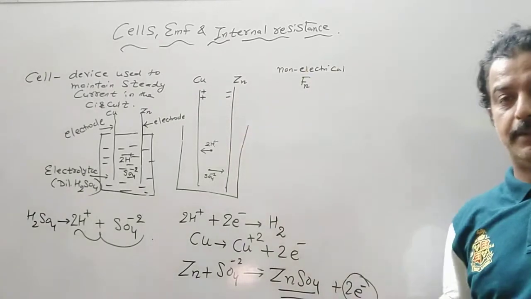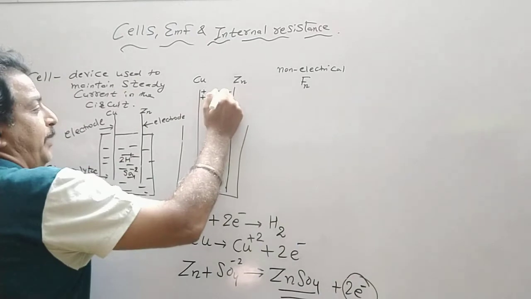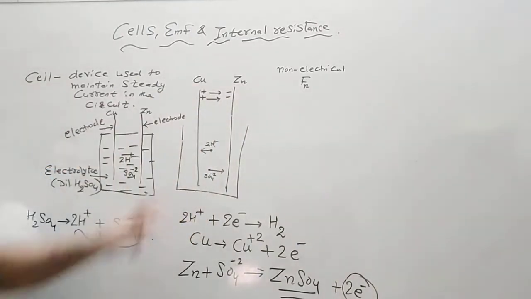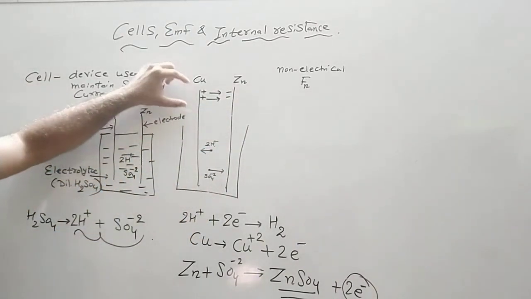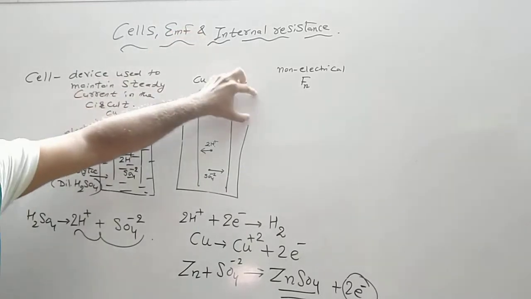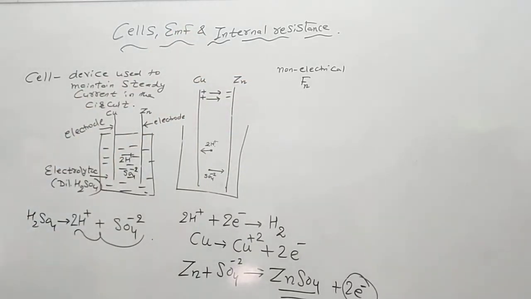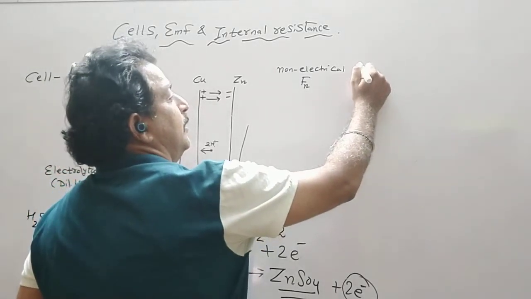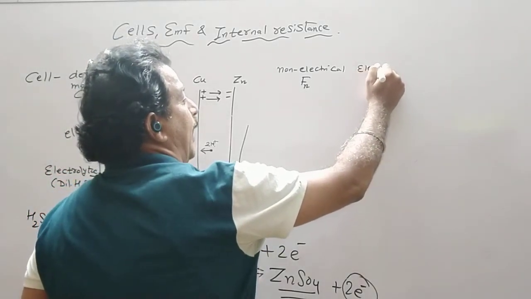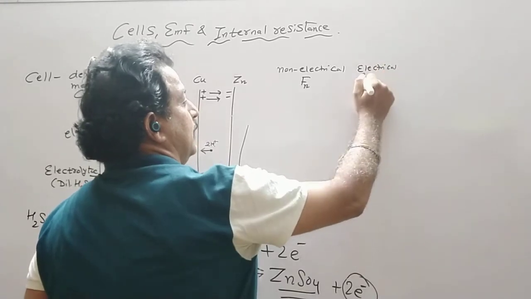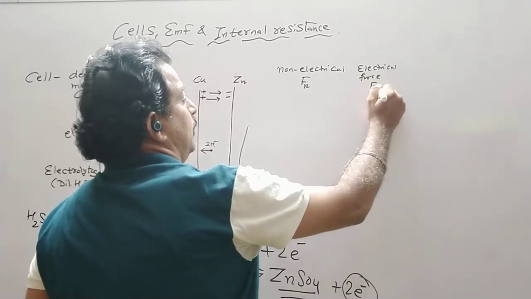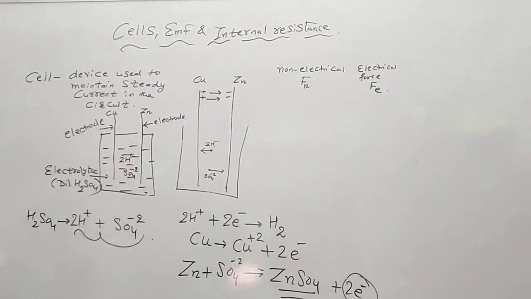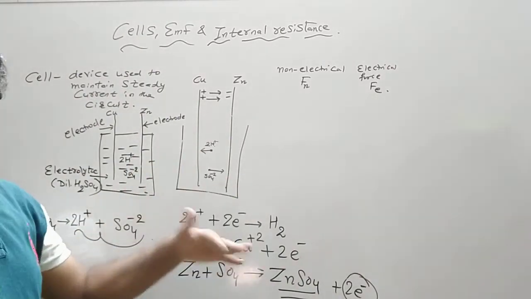So zinc reacts to form zinc sulfate, and these 2 electrons will be deposited on the zinc. Now what will happen? The electric field will be established between these 2 electrodes. One electrode is becoming positive, the other electrode is becoming negative. Now the electric field is established, that is, an electrical force starts opposing the motion. The electrical force will start opposing the further motion.